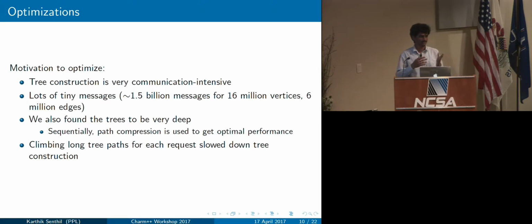But remember that these trees are spanning across multiple chares and across multiple PEs across various nodes. So each time a fresh union request comes in, your tree climbing process is going to become very costly, and that's going to slow down your entire tree construction phase. So this motivated us to perform two critical optimizations.